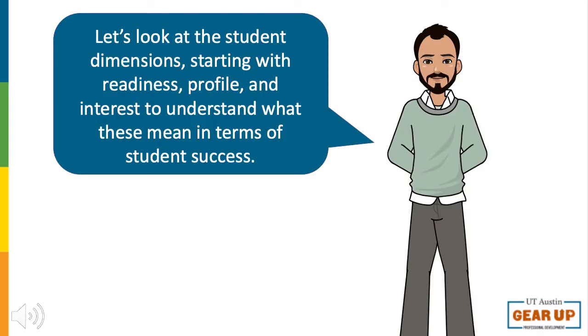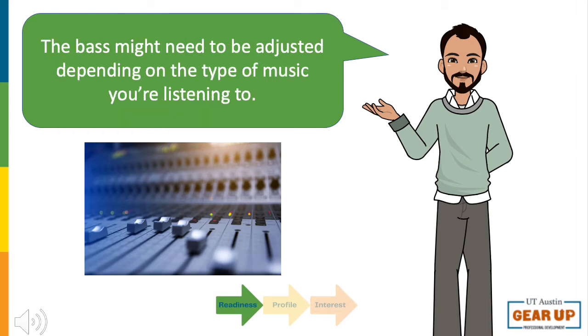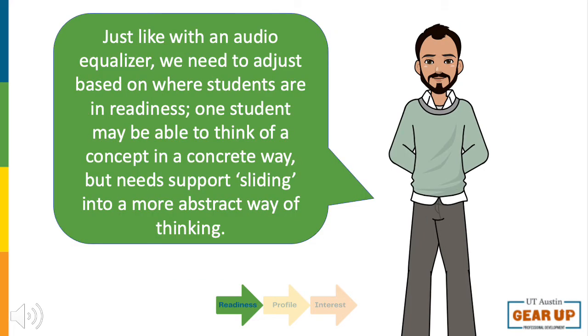Let's look at the student dimensions, starting with readiness, profile, and interest, to understand what these mean in terms of student success. Designing instruction that attends to readiness is a lot like using the equalizer controls on a stereo. The bass might need to be adjusted depending on the type of music you're listening to. Taylor Swift may need more bass than Nicki Minaj does, so you would adjust to get optimal output. Just like with an audio equalizer, we need to adjust based on where students are in readiness.